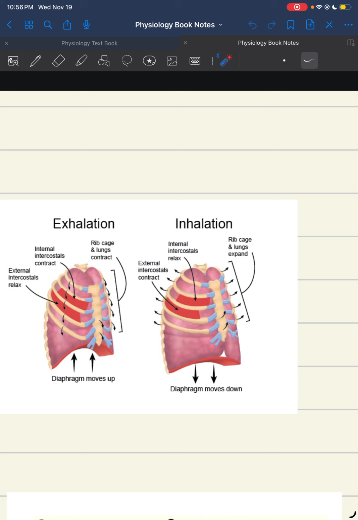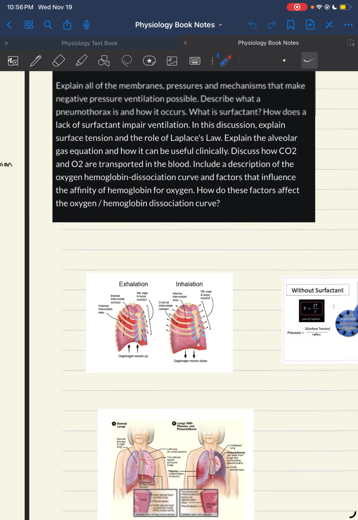And when you breathe out, the muscles relax. So we're looking at this picture right here. Your diaphragm goes up, your rib cage goes down, and it allows air to flow out passively.